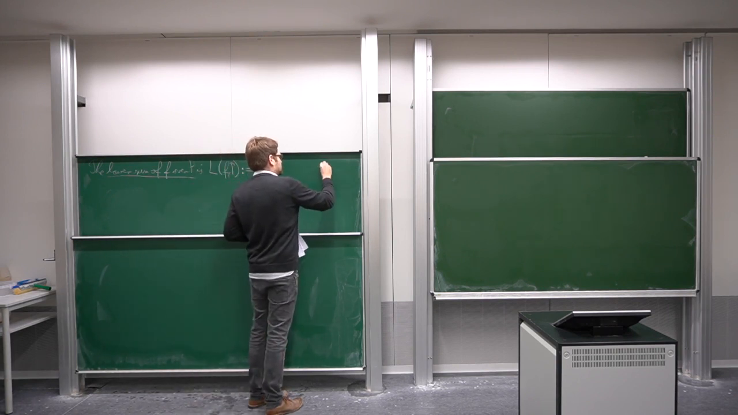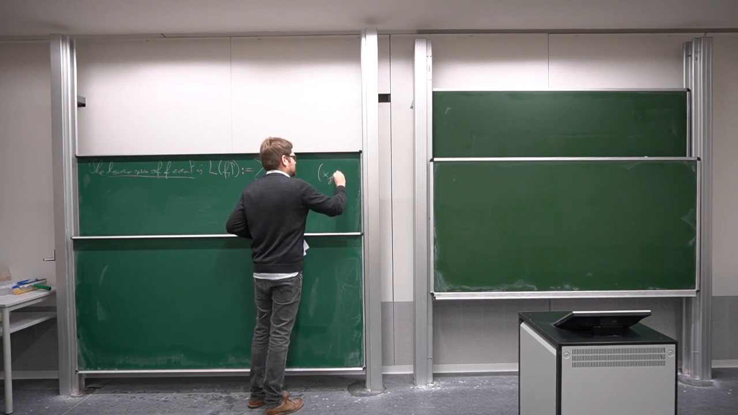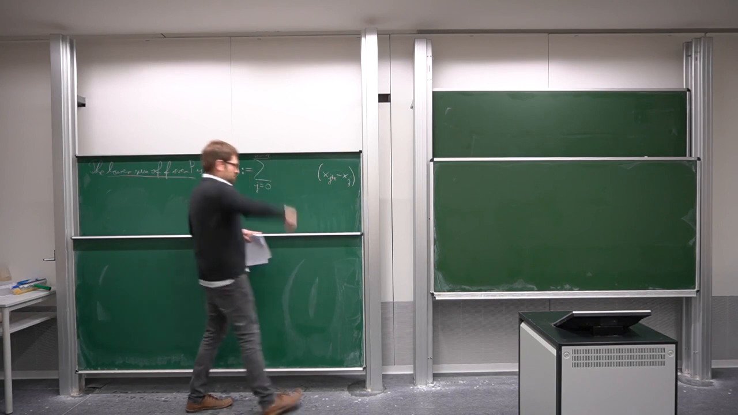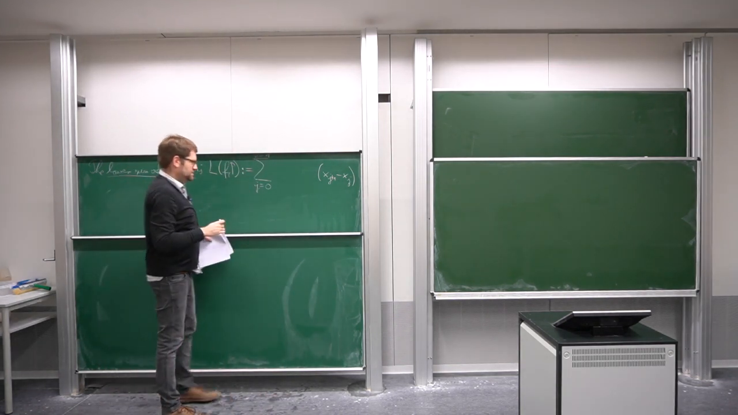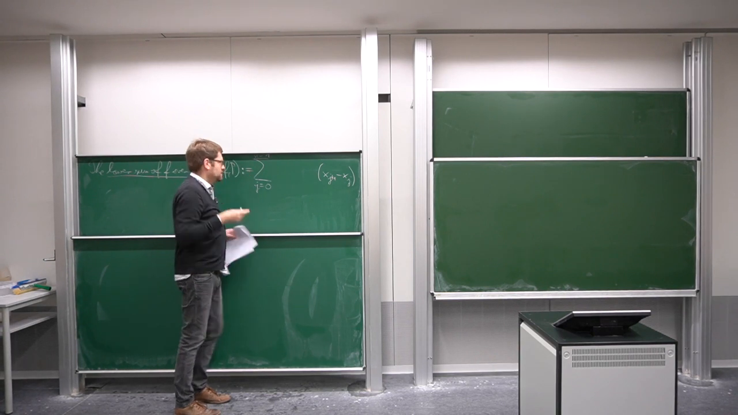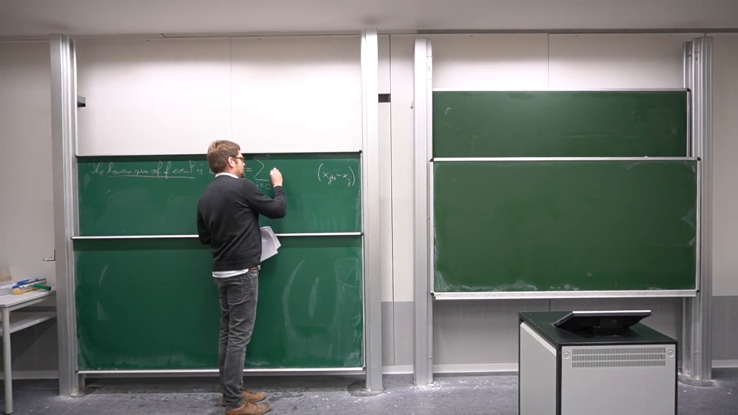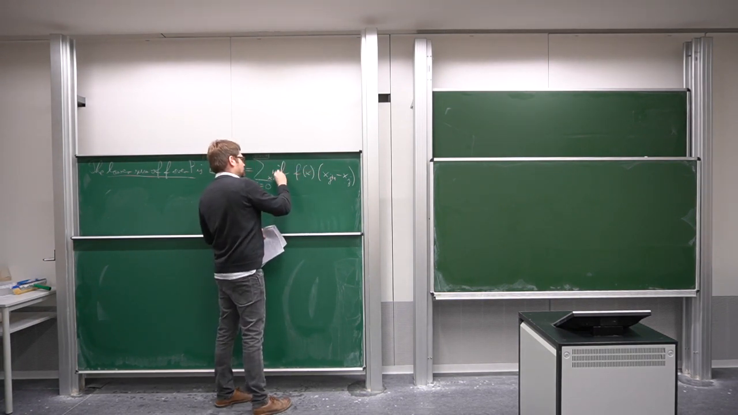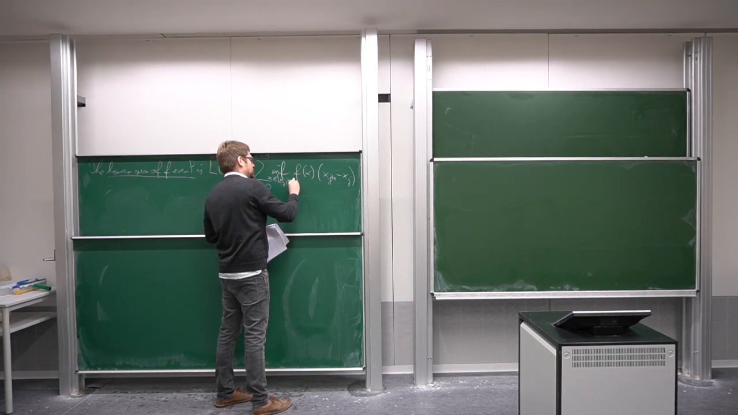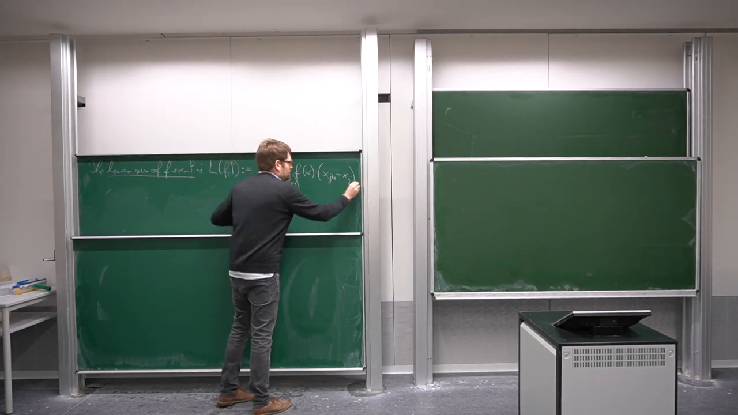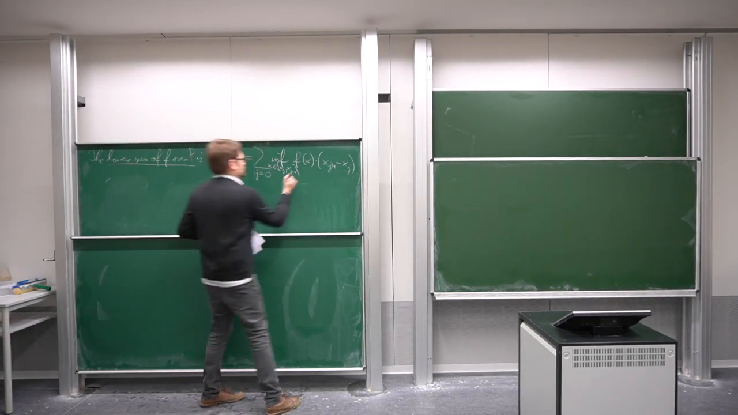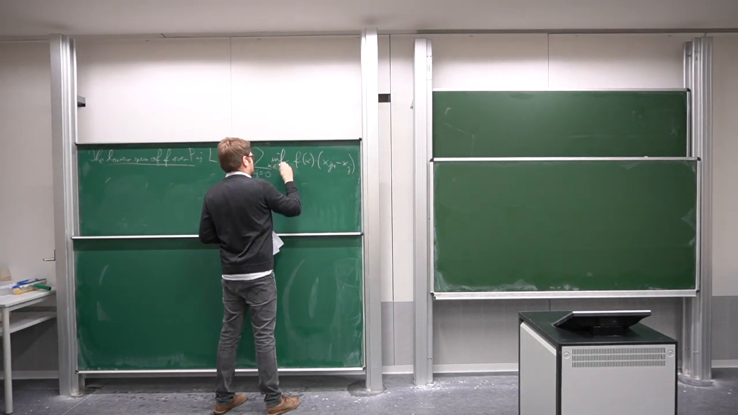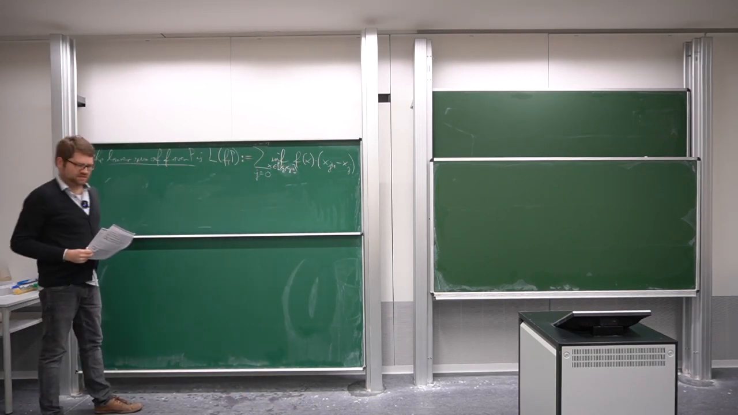So the short side of the rectangle again has length x_{j+1} minus x_j. And now for the long side, the height of the rectangle. We cannot cross the graph of f, so we need to stay below. And here, instead of the supremum, as we did in the upper sum, we just take the infimum of f(x), where x is in the interval [x_j, x_{j+1}]. So this is the definition of the lower sum.